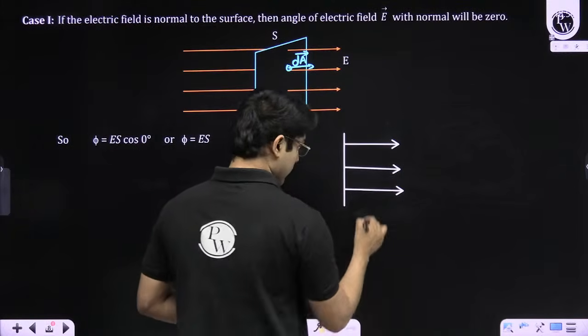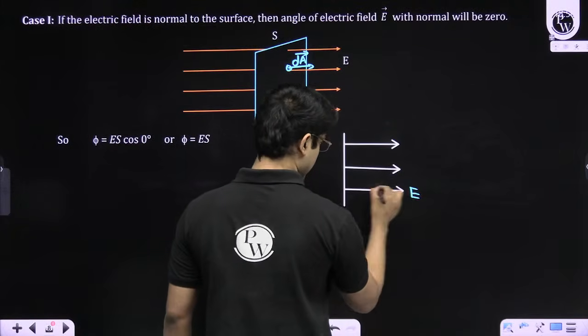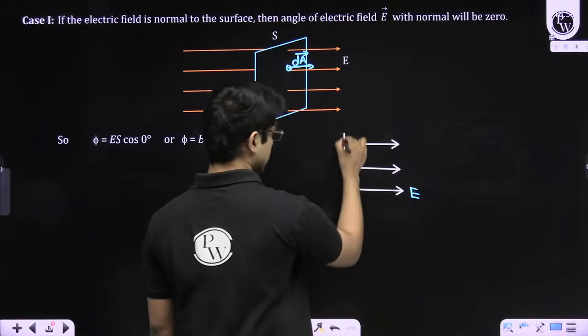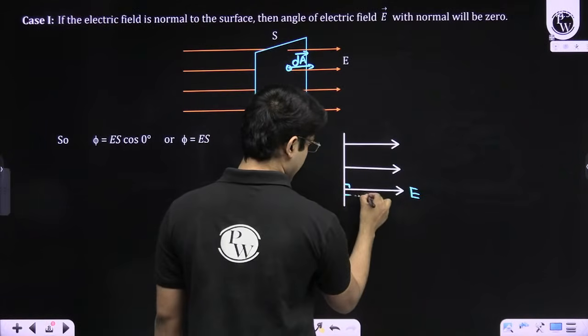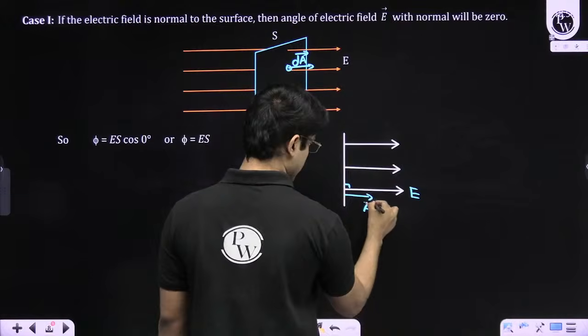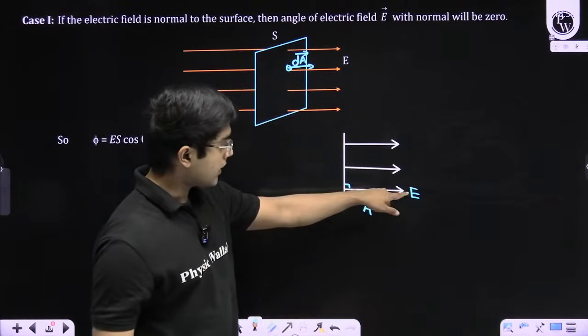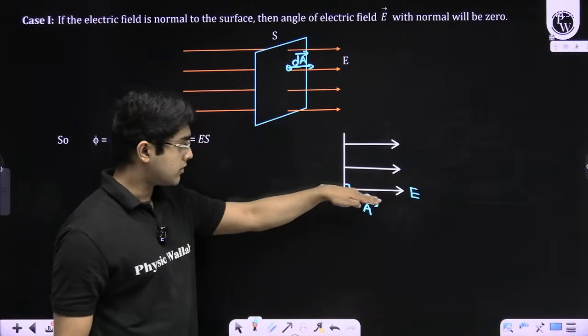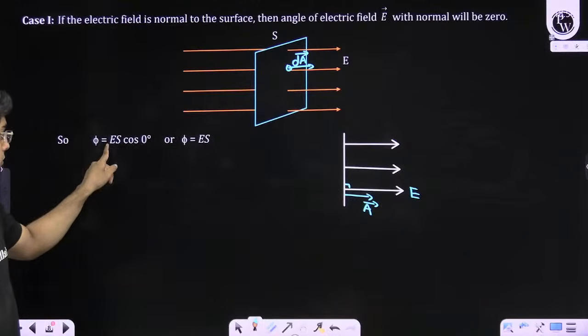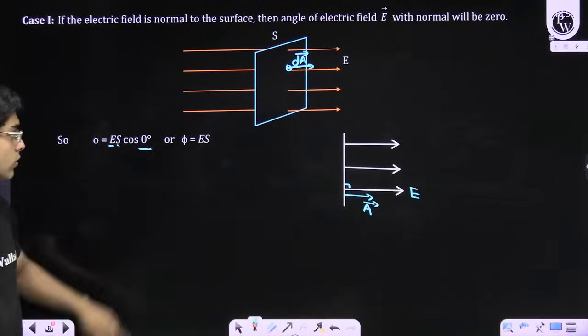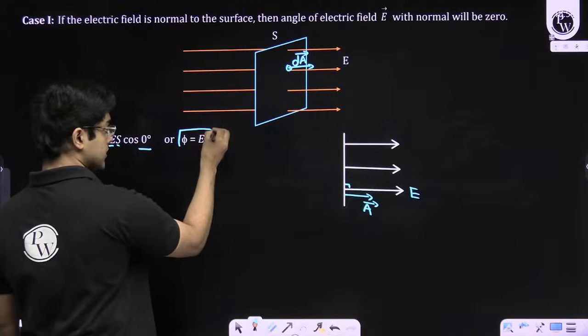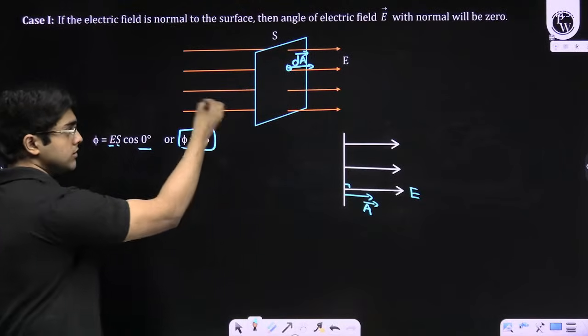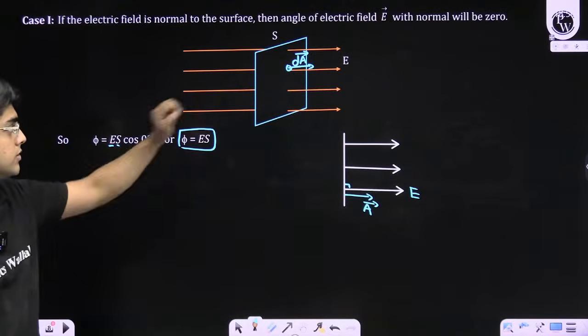Okay, so this is the electric field line, and as you can see, it is perpendicular to the surface S. The area vector is also perpendicular to the surface S. So what is the angle between the electric field and the area vector? 0 degrees. So that's why we have E times S times cos 0. In this case, the flux is ES. This is the case where the flux through the surface S is maximum.